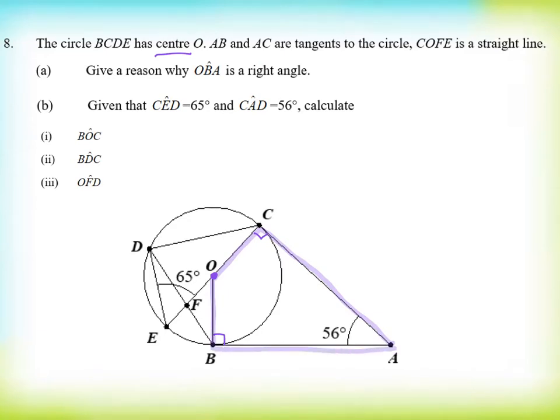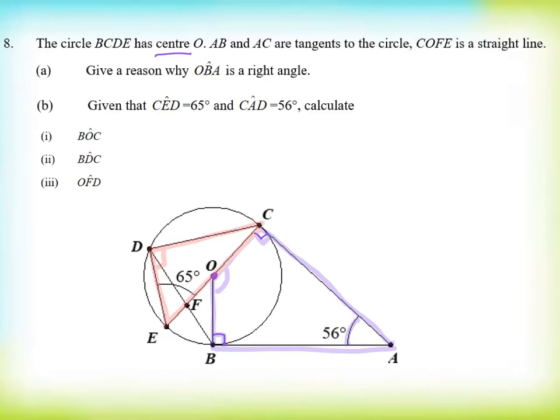Now, angles in a quadrilateral are 360 degrees. Subtract away 90, 90, and 56. I'll be able to get this angle, right? And now they tell me OCFE is a straight line. This is a straight line that passes through the center of the circle. So this means this is a diameter. If I have a diameter, I should be able to get angles in semicircle to be 90 degrees. Now, we have done some analysis. Let us begin with the question.